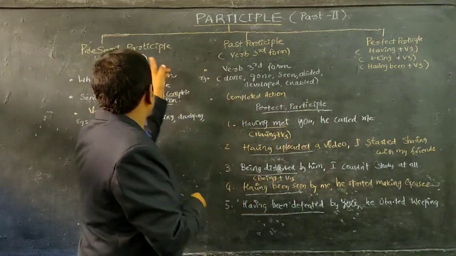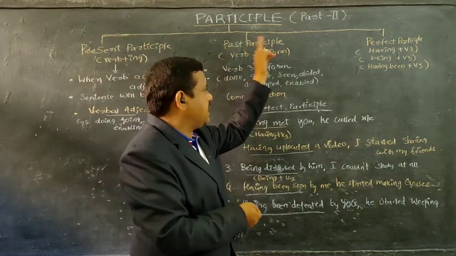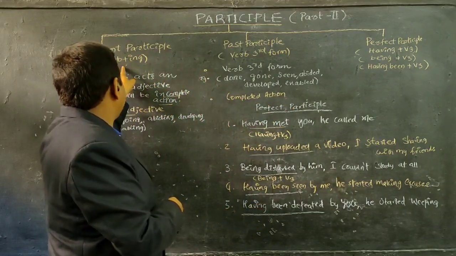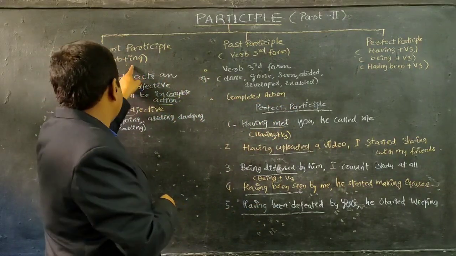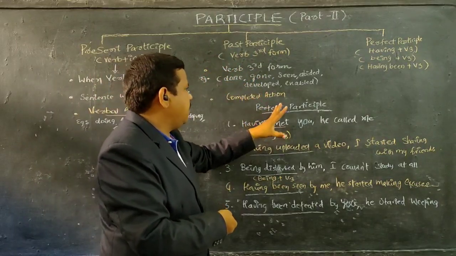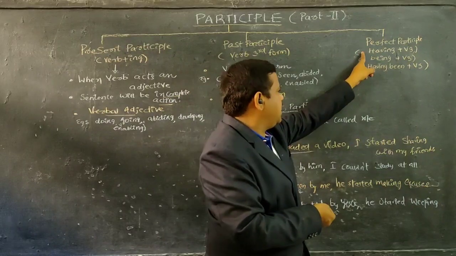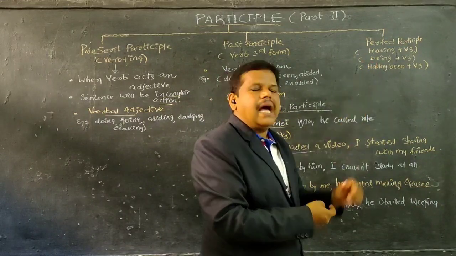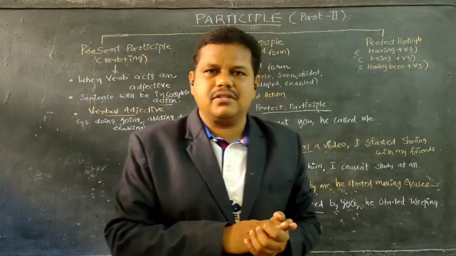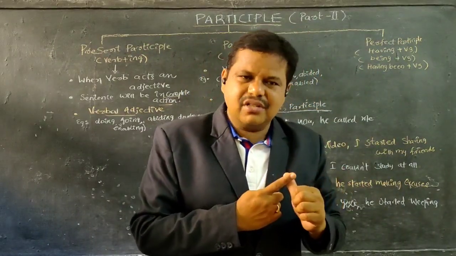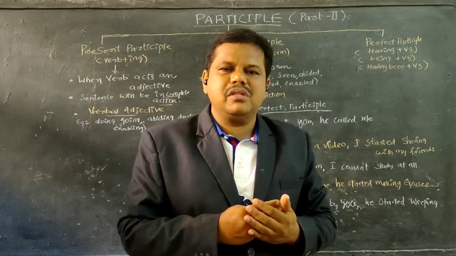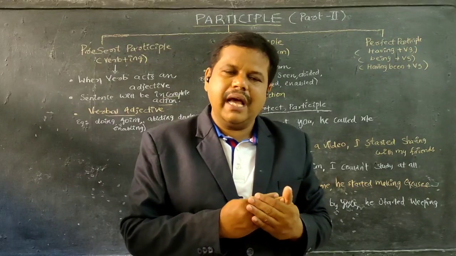Hope you understood the concept of present participle, past participle and perfect participle. Present participle is always verb plus ing form, and it acts like an adjective. The past participle is generally the verb third form, as in these examples. Perfect participles are having plus V3, being plus V3, having been plus V3. So you might have understood this part 2 session clearly, students. I explained the gerunds, infinitives and participles. So take these examples and write other examples yourself as an activity.